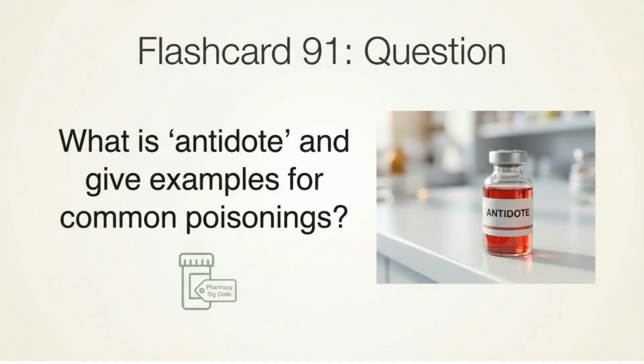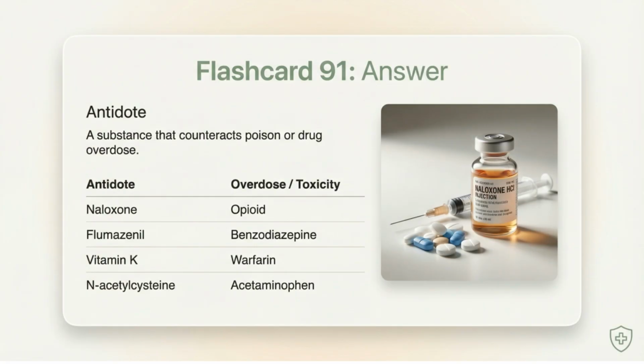Flashcard 91 asks, what is antidote? And give examples for common poisonings. An antidote is a substance that counteracts poison or drug overdose. Examples include naloxone for opioid overdose, flumazenil for benzodiazepine, vitamin K for warfarin, and N-acetylcysteine for acetaminophen toxicity.